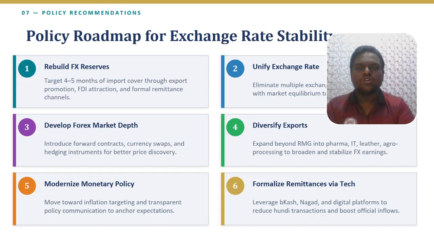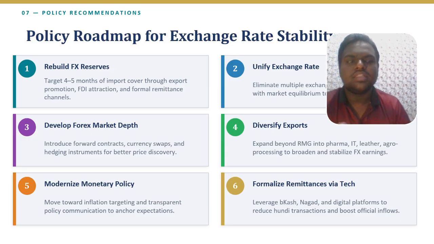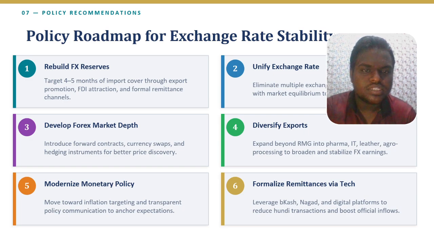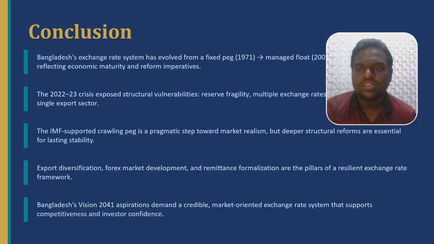And this is our policy roadmap for exchange rate stability. First, rebuild foreign exchange reserves, targeting about 4 to 5 months of import cover through export promotion and FDI attraction. Secondly, develop forex market depth, modernize monetary policy, unify the exchange rate, diversify exports, and lastly, formalize remittances via technology. And this is the conclusion, which sums up the whole presentation.